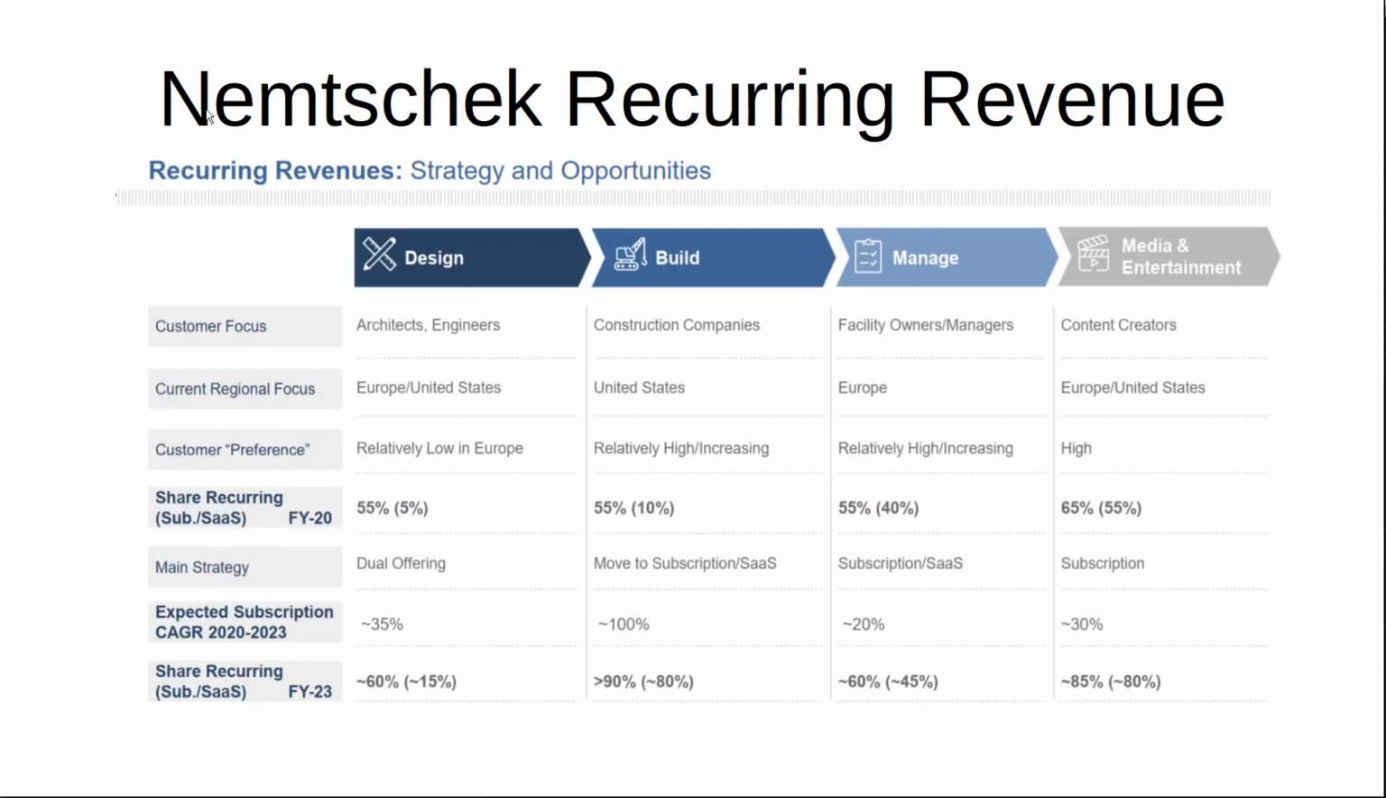When we take a look at Nemetschek recurring revenue, you can see that in the design segment, of which ArchiCAD is part, only 55% is recurring revenue, and actually only 5% is subscription or software as a service. The rest of the recurring revenue is maintenance. So Nemetschek has not yet transferred to software as a subscription distribution method.